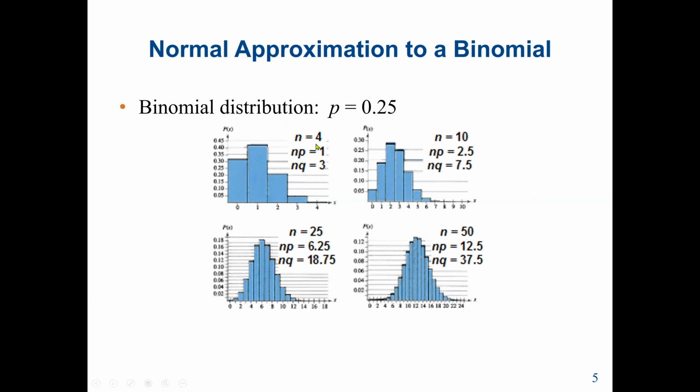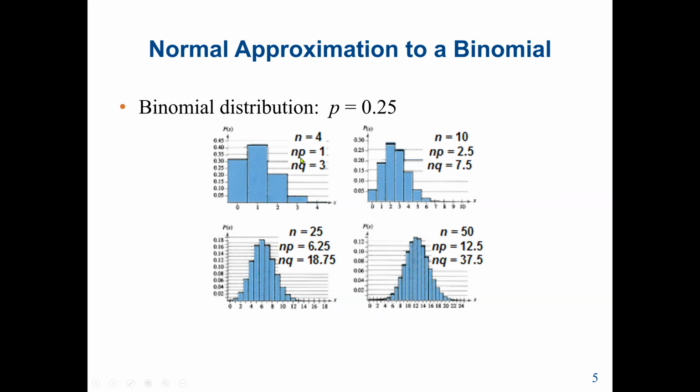Consider a binomial distribution with p equal to 0.25, and here we have some histograms. When n is 4, np is 1 and nq is 3. This cannot be approximated by a normal distribution, as we can even see from the shape of the histogram, which is skewed to the right. Our condition isn't met.